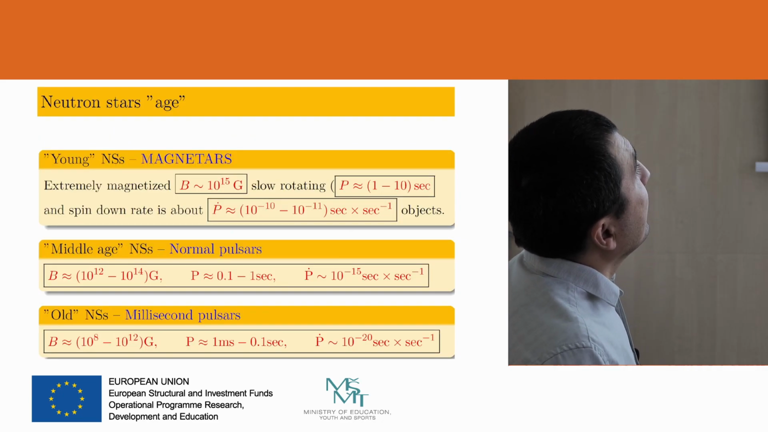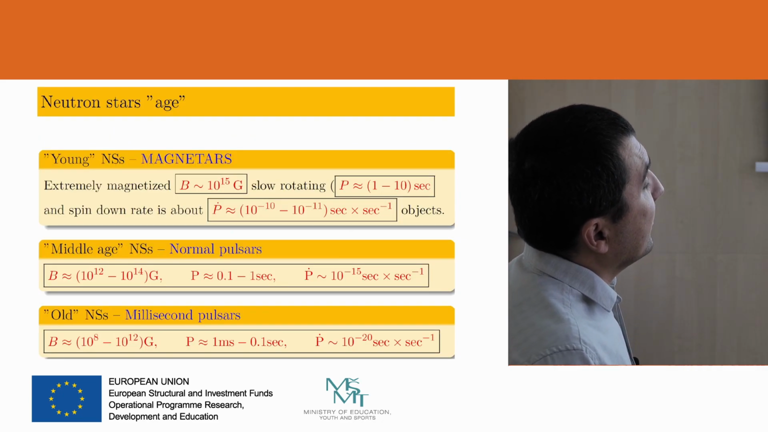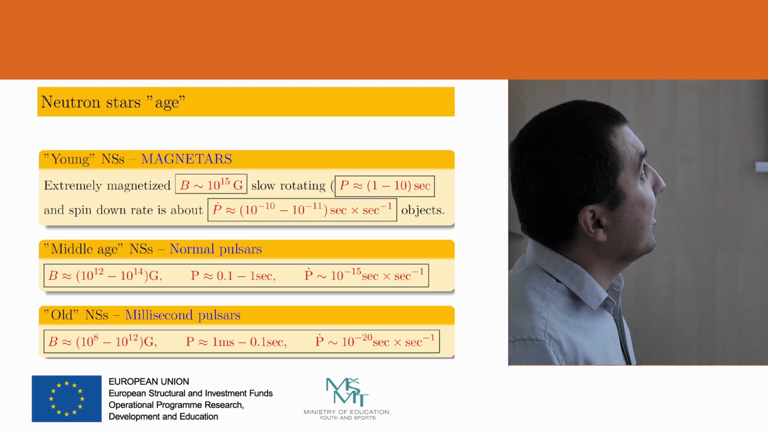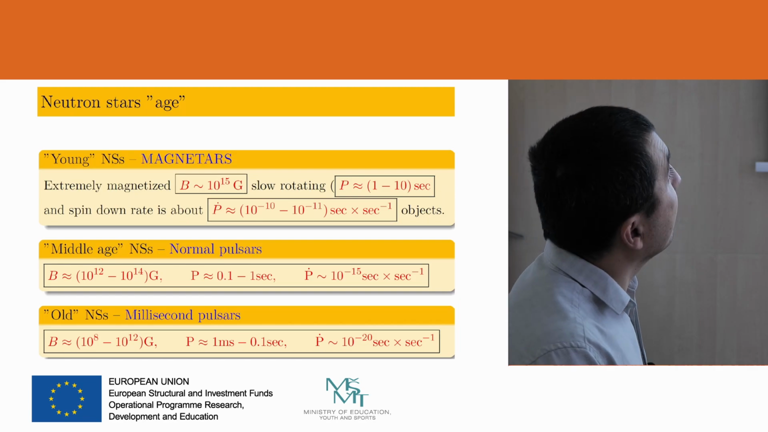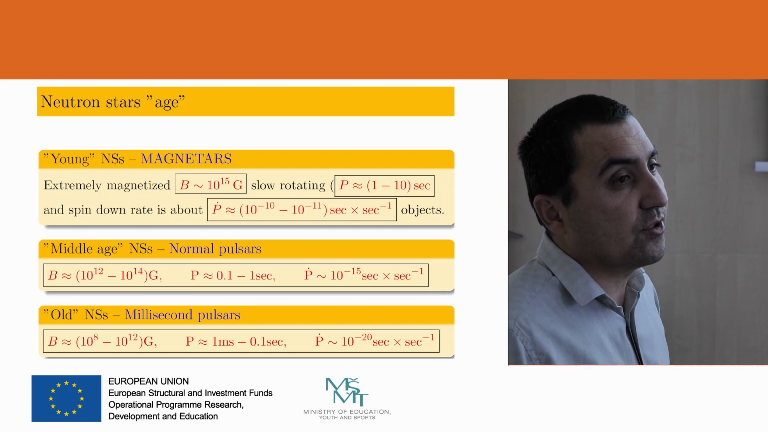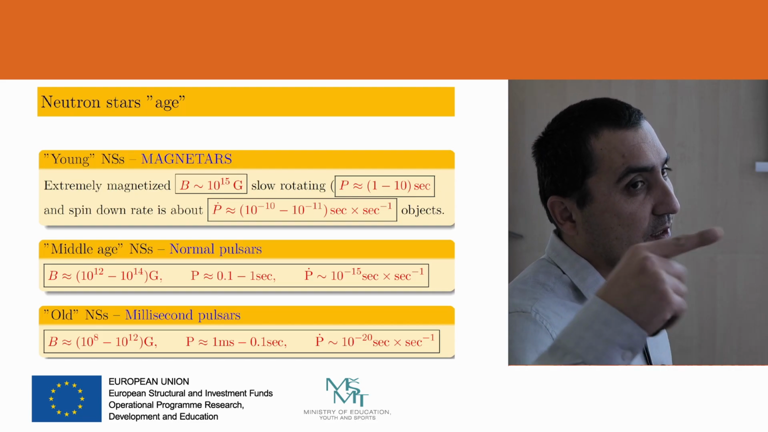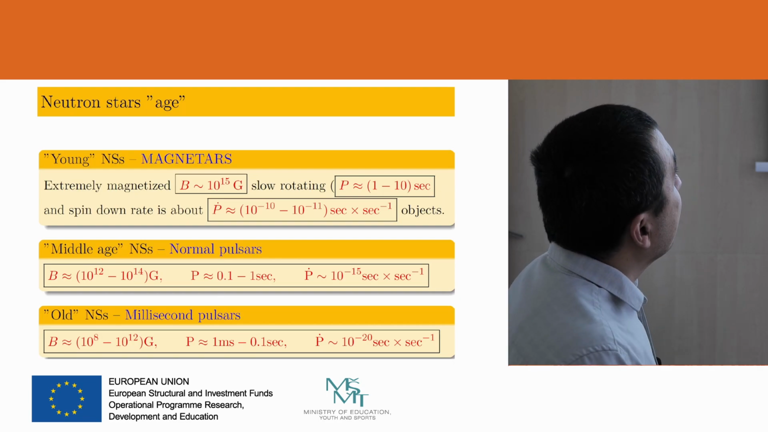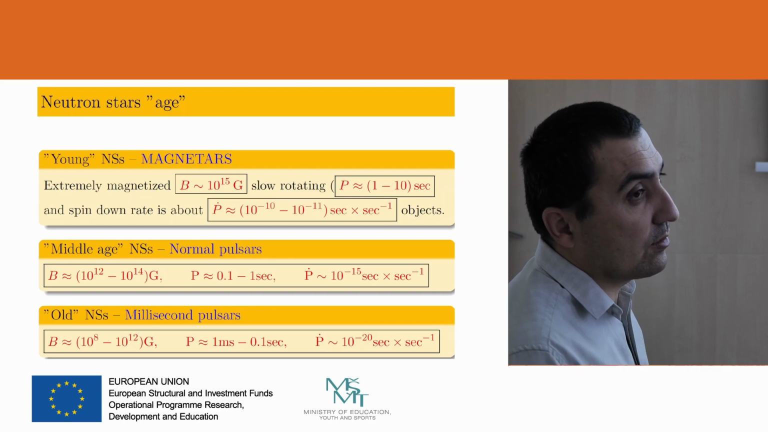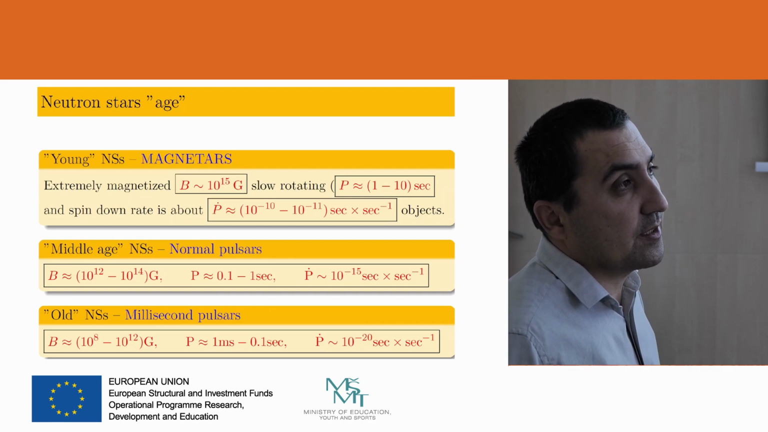So here I divided the pulsars into groups by age. It is not really the age of the stars, but some parameter for young stars. For example, magnetars are also highly magnetized objects.